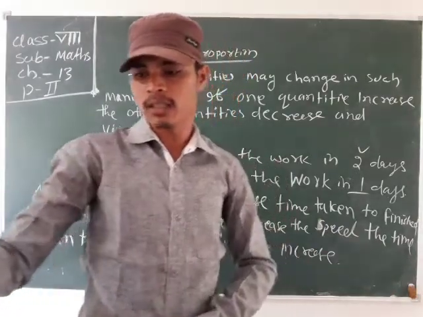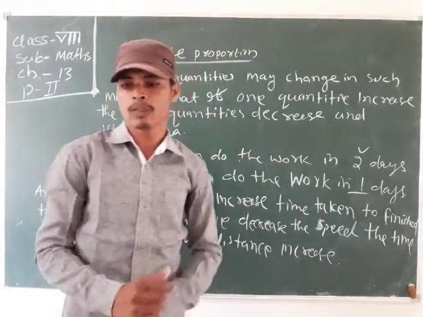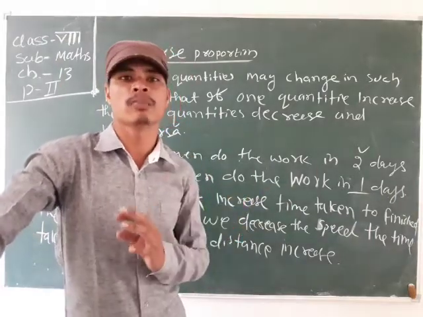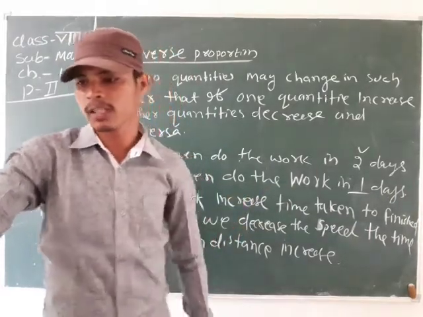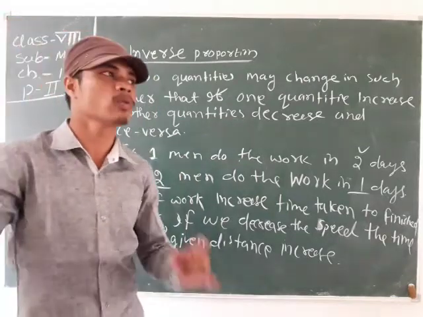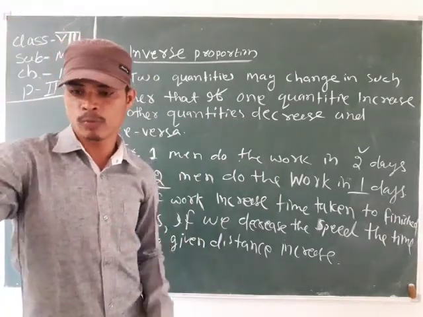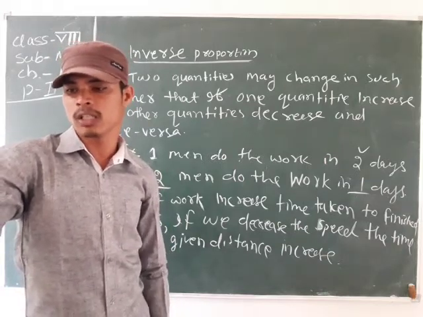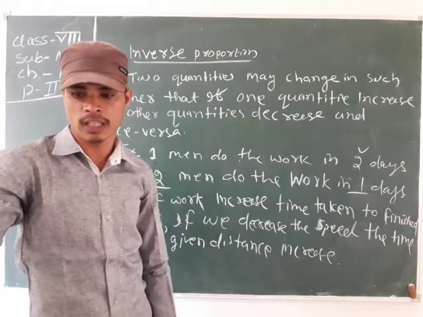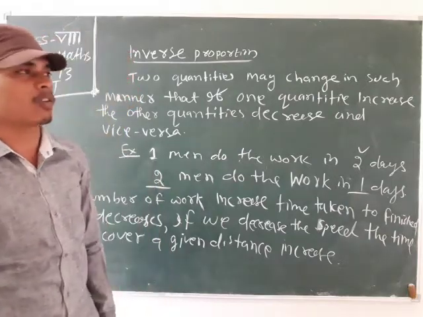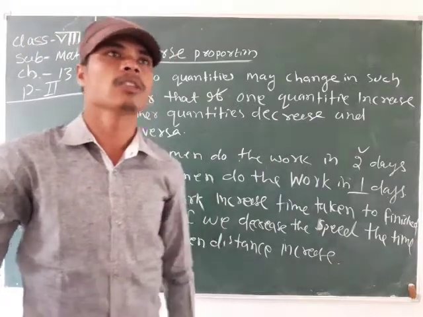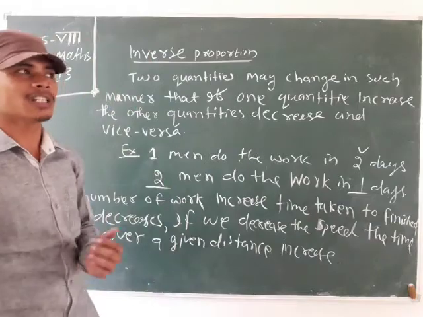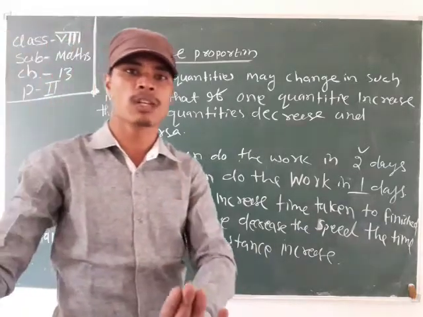Take an example: suppose a school wishes to spend 15,000 rupees on purchasing books. If the average cost of one book is 30 rupees, then with the given money 500 books can be purchased. If the average cost of one book is 40 rupees, then 375 books can be purchased. It means when the average cost increases, the number of books purchased decreases.